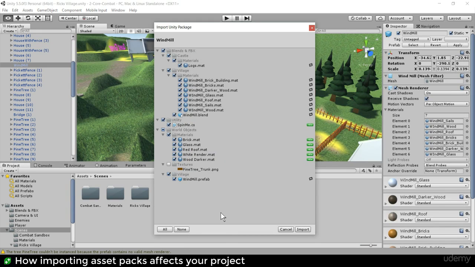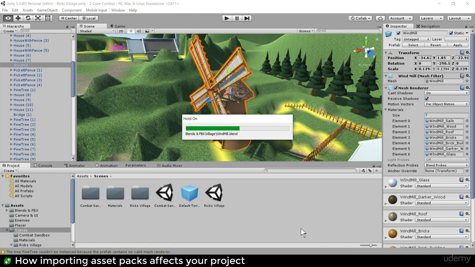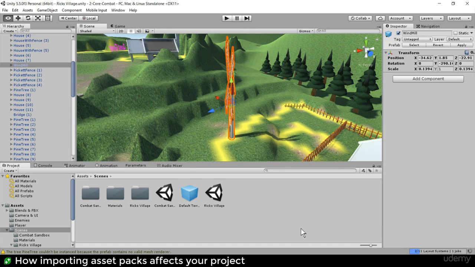It doesn't matter where in your assets you drag that Unity package. When I import, it comes in and overwrites everything. Now watch what happens to this windmill. It's not going to look pretty. Boom. Not so clever. Now that's because of the scaling.